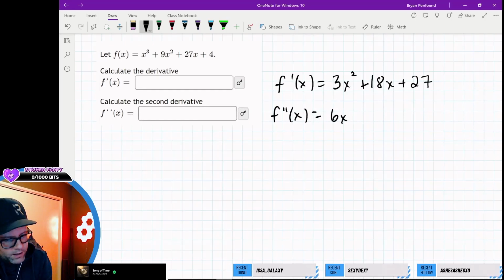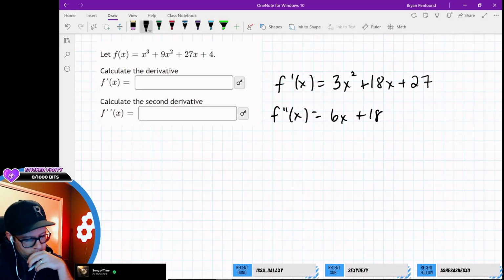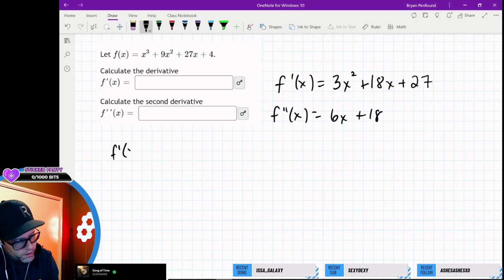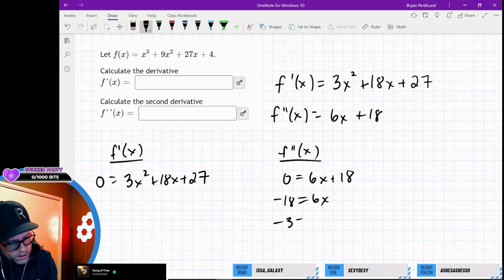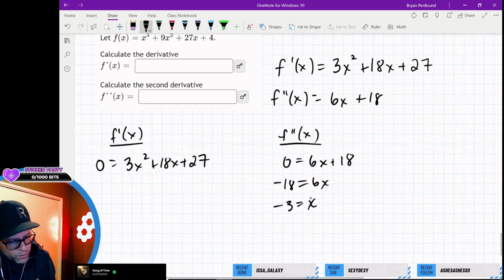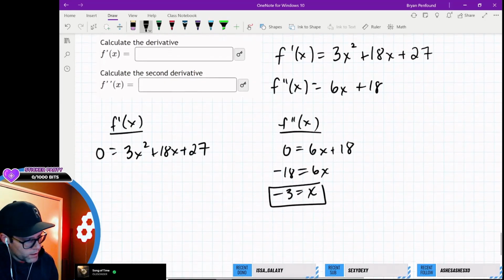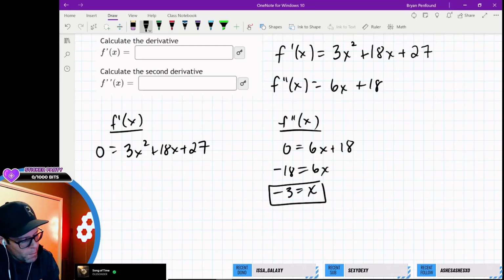In either case, let's grab what we need, and let's set these equal to 0 so that we can get some information about what's going on. So let's set our first derivative equal to 0, 3x squared plus 18x plus 27, and then 0 is equal to 6x plus 18. Let's solve the easy one first. So that should be negative 3. So we have one inflection point potentially happening at negative 3.